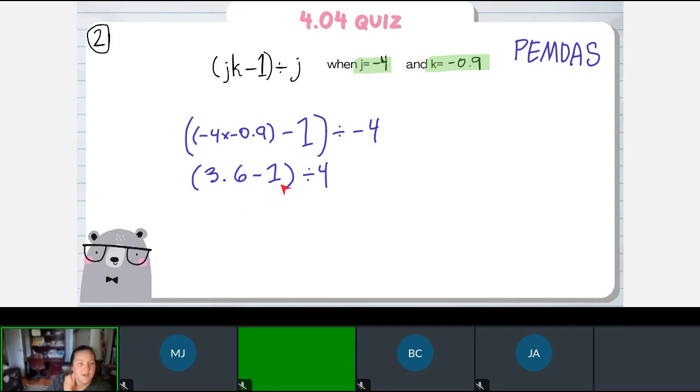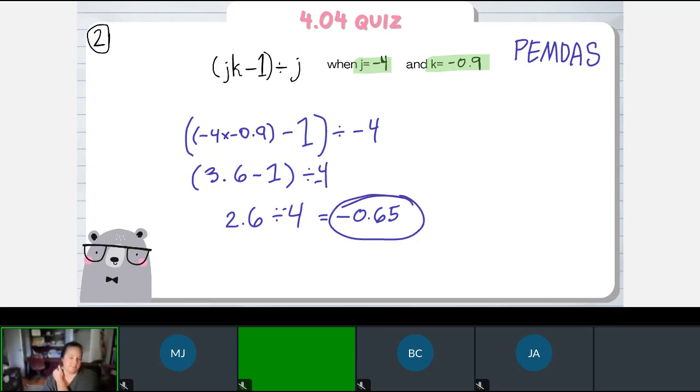Okay, now we still have parentheses to do here, so we'll solve that first. 3.6 minus 1 is 2.6. And then copy the rest of your problem down, which is divided by 4. And then just solve that. 2.6 divided by negative 4, not just 4, is going to be negative 0.65. Y'all see how easy it is to forget those negative signs? And that would be your final answer for that one.